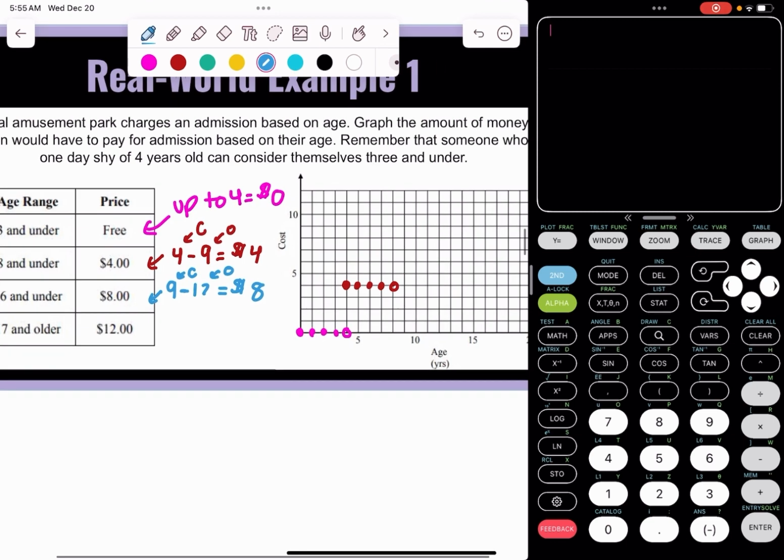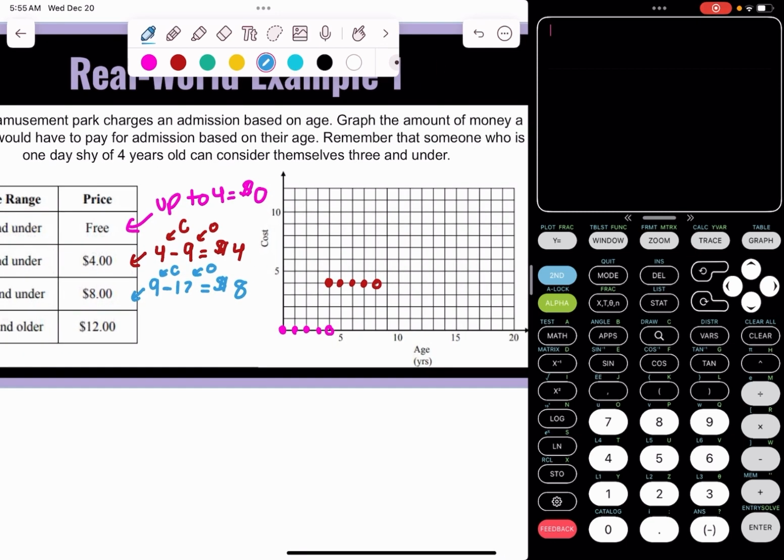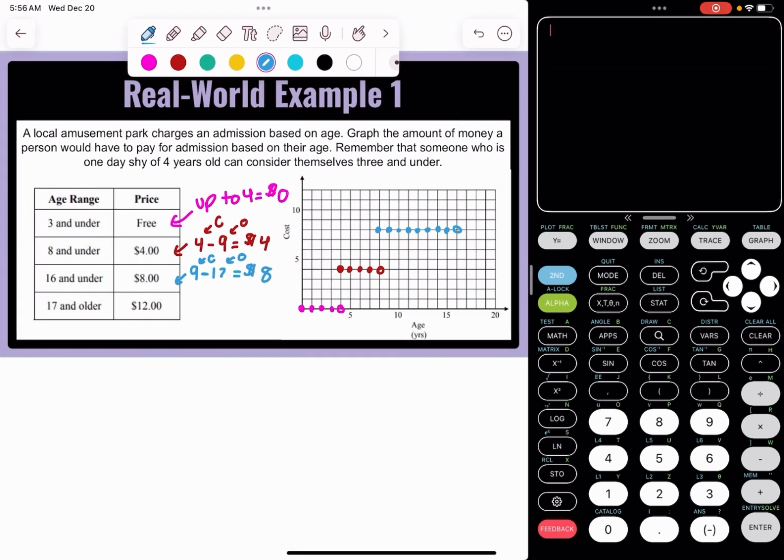All right. So at 9, we're $8, 10, 11, 12, 13, 14, 15, 16. But sometimes you could be a little bit more than 16, but not 17 yet, so we put an open circle. And then 17 and older is $12.